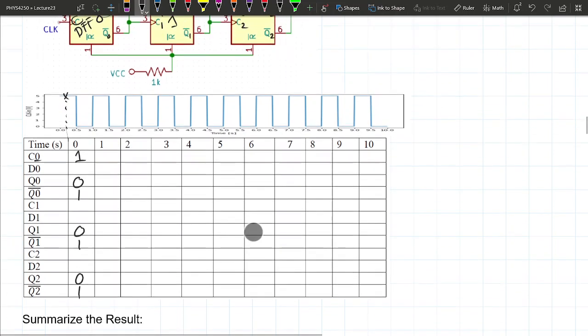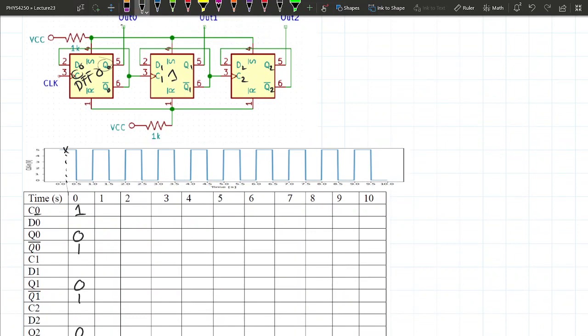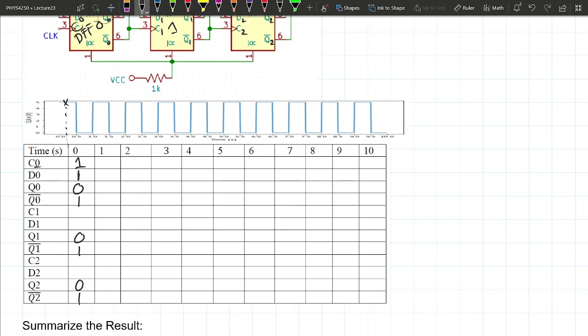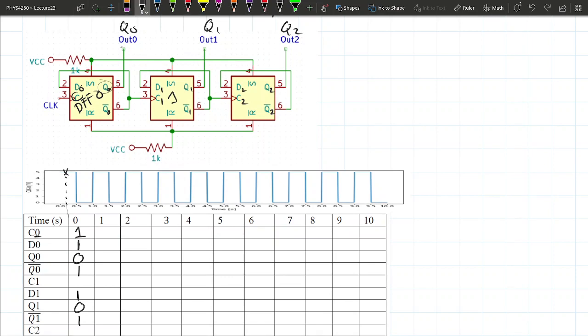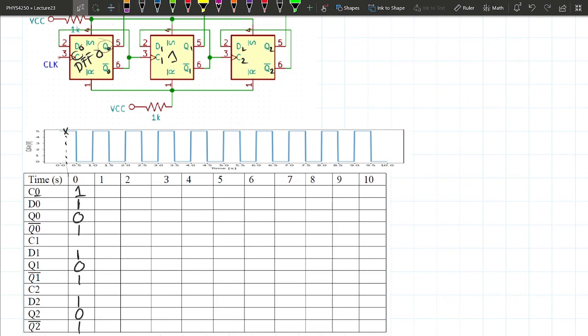That means if Q bar is 1, D is equal to 1, because this is hardwired together through a wire. So 1 is going to be passed from D to Q when the clock is high, and D is also going to be 1. All the D's are going to be the same as the Q bars, because they are connected together through this wire. And then C1 here is whatever Q bar is, so C1 is the same as Q0.